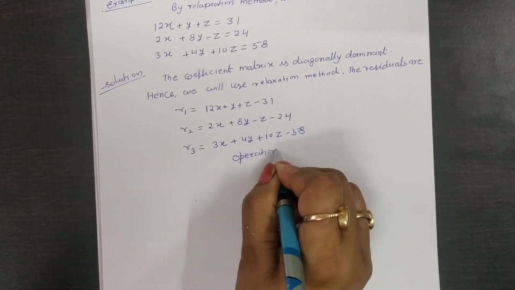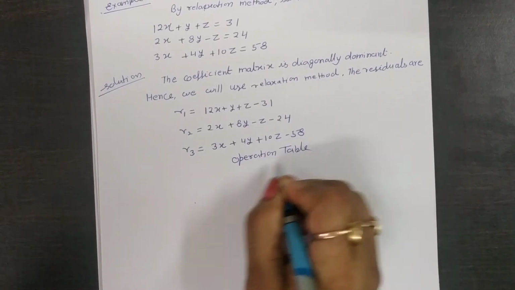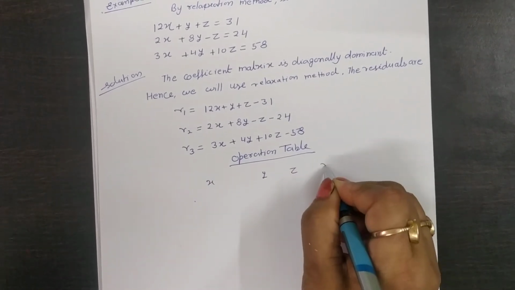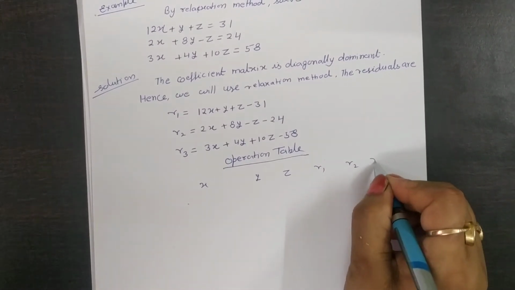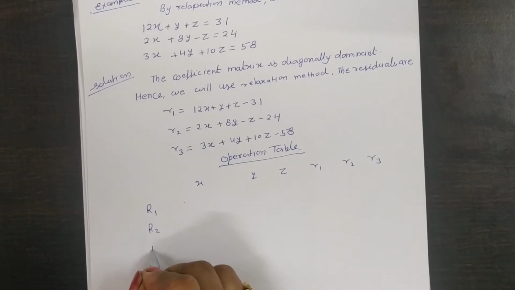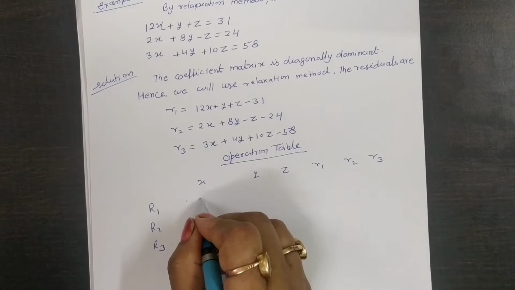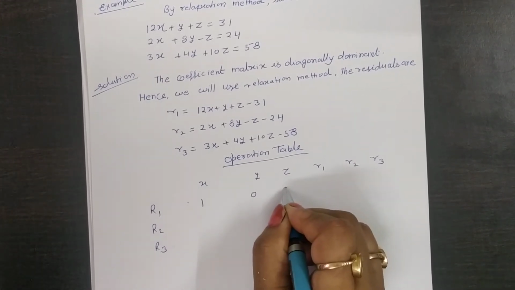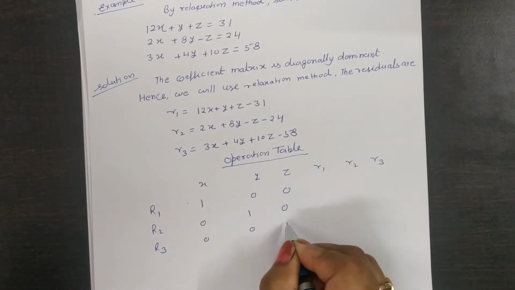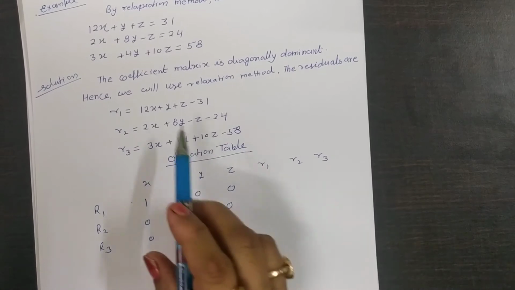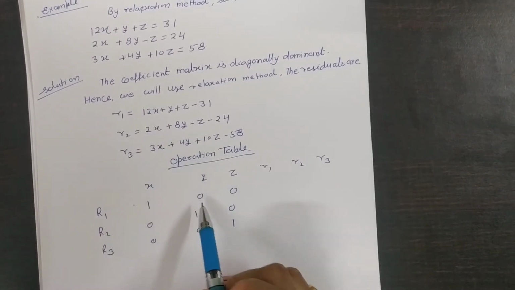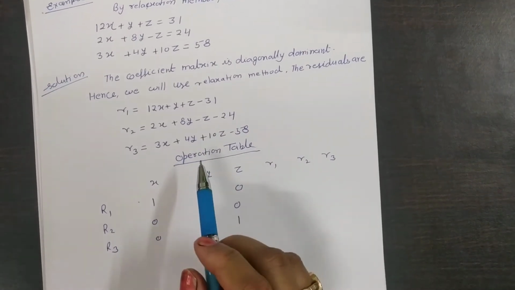Therefore, first we make an operation table, with columns x, y, z, R1, R2 and R3. Let us take the points 1, 0, 0; 0, 1, 0; 0, 0, 1. So for R1, substituting 1, 0, 0, that is 12 minus 31, and like that.